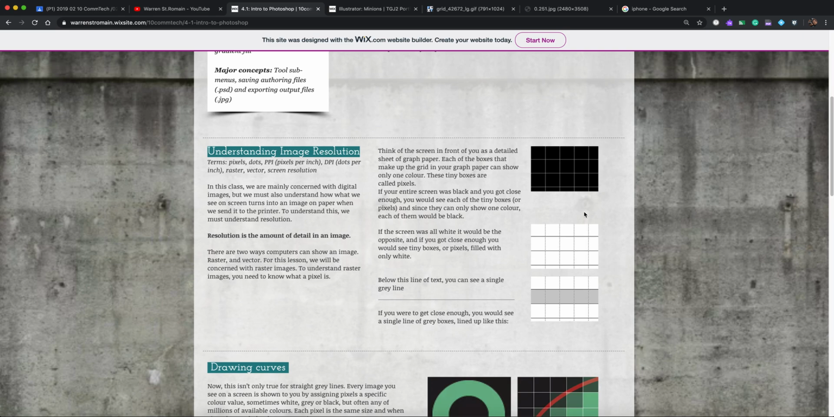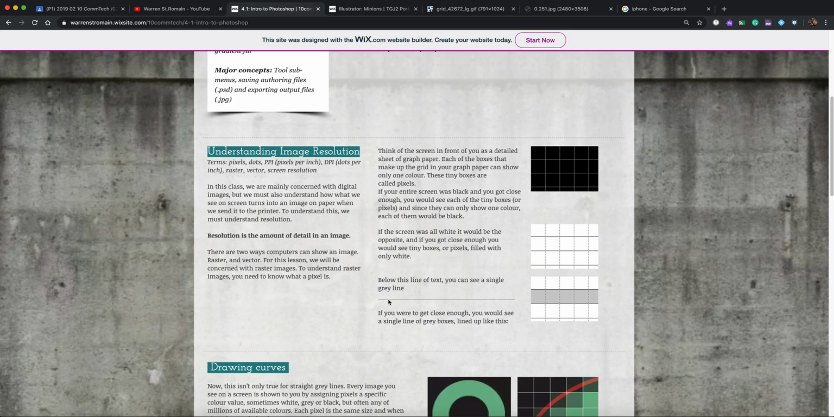Now, what does that mean? Who cares? What's this got to do with anything? Well, if we think about this graph paper, the image is made up of all these little dots. If I'm looking at a black screen, an image that takes up my whole screen and it's all black, essentially if I zoom in really close, I would be looking at a whole bunch of black dots. If I had a white screen, that would be a whole bunch of white dots. That's what you're seeing in these grids.